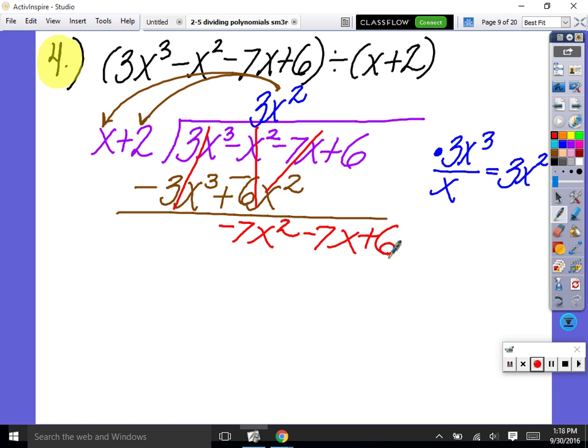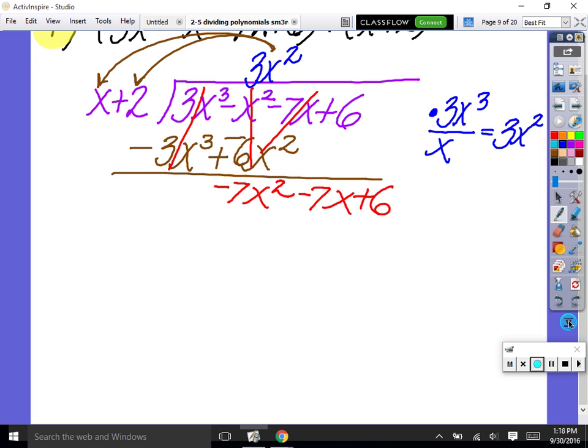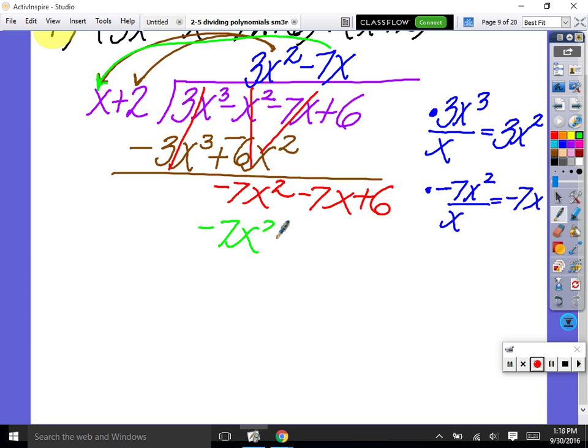And now we're back to our first step. We go off to the side and we focus on the leading term. So we're taking negative 7x squared divided by x, which is negative 7x, correct? That's what goes up top, minus 7x. Now we're going to multiply that back down. Negative 7x times positive x is negative 7x squared, correct? Okay.